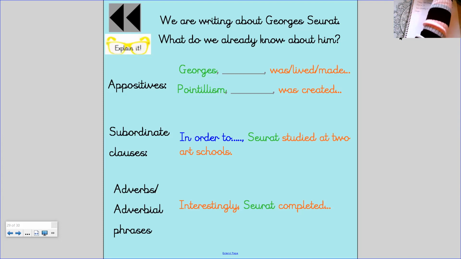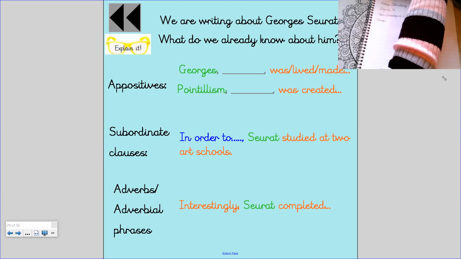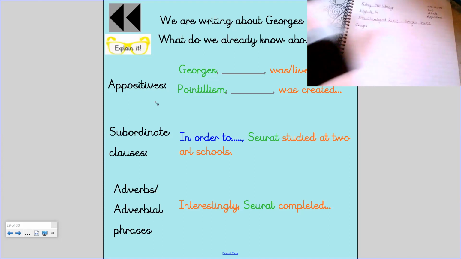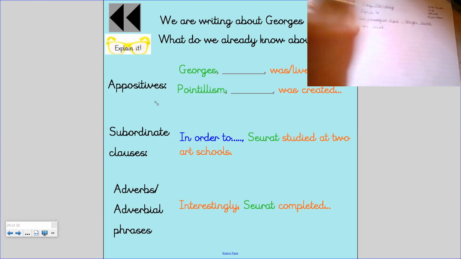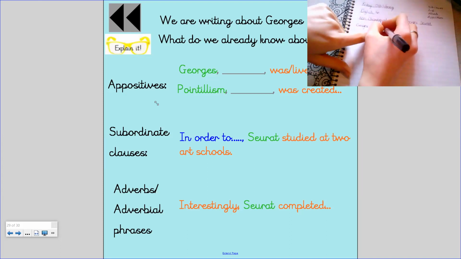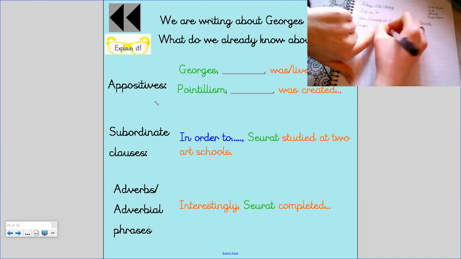I can't, or can I? Oh, Year 4 Miss Nope might have just found a way. Oh, look at that. I hope it's making it bigger for you. There we go. So, Georges Seurat, apologies if I'm saying that wrong, comma, a famous artist.